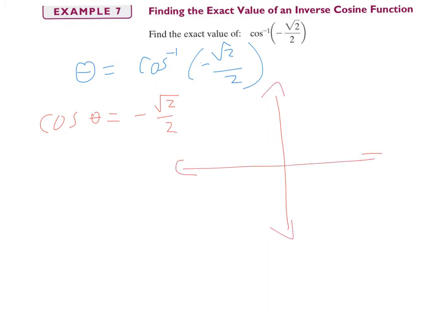And if you look on your unit circle, the angle that would give you that cosine value would be 3 pi over 4. Because the angles that give you a cosine value of square root of 2 over 2 of any form would be multiples of pi over 4. So you know your angle would be 3 pi over 4.